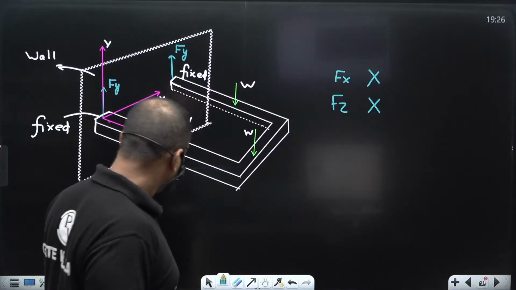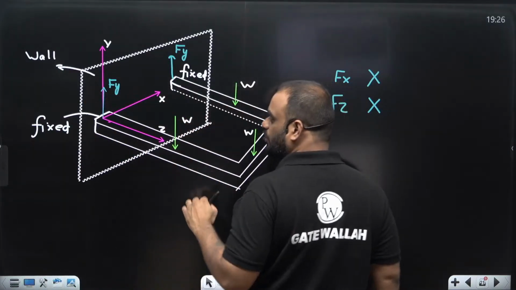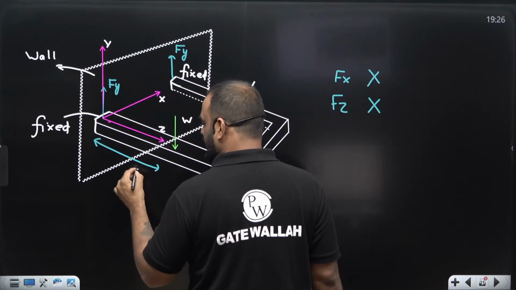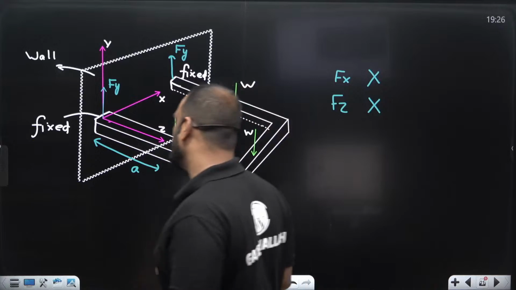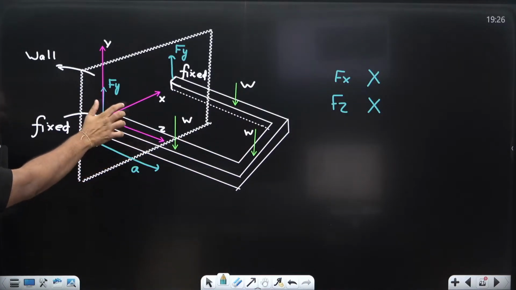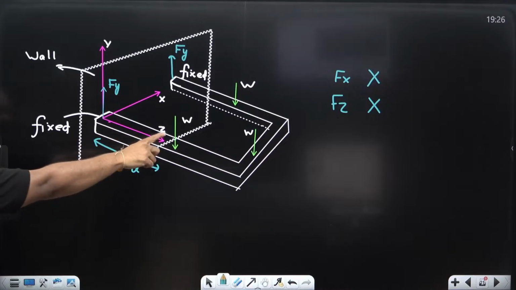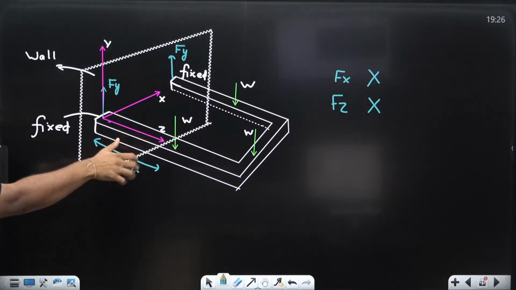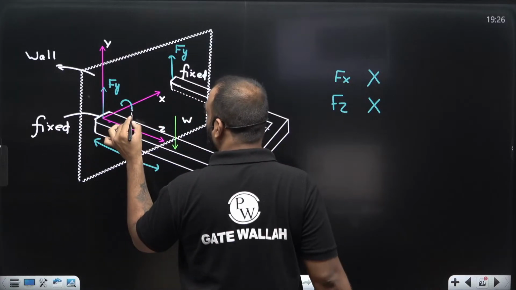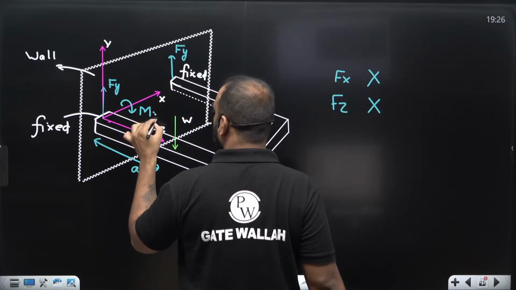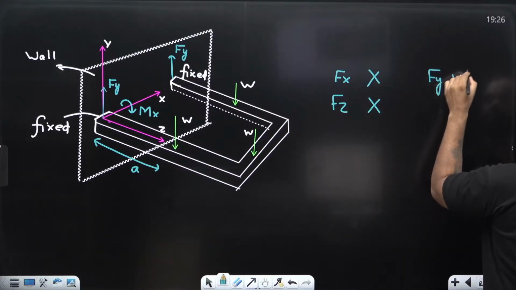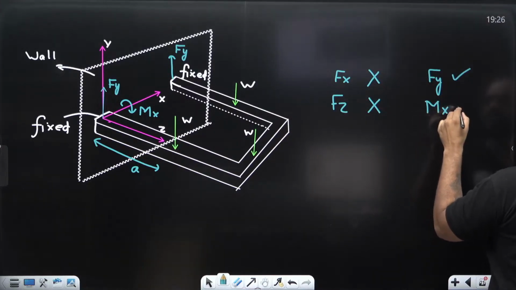Okay. Now, guys, you can see here we have a load W, and this W will have a certain distance, let us consider A. Due to this particular load W and distance A, we will have some moment developing about this x-axis. That is W into A, which is WA about the x-axis. So a moment will develop about the x-axis, which is Mx. That means Fy will develop and Mx will develop.